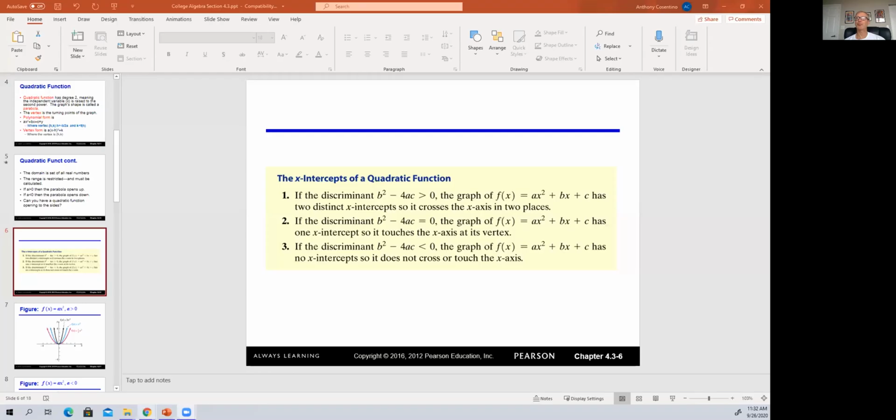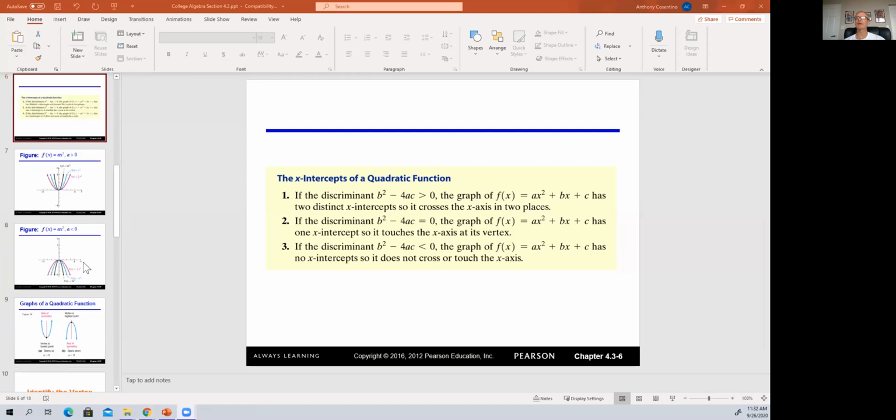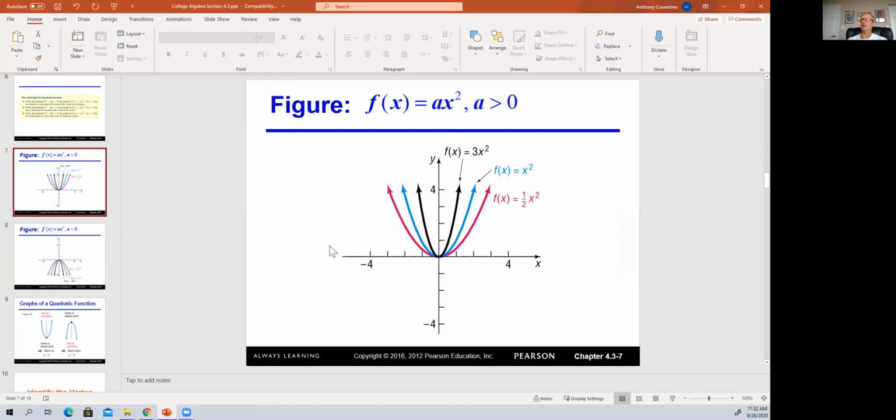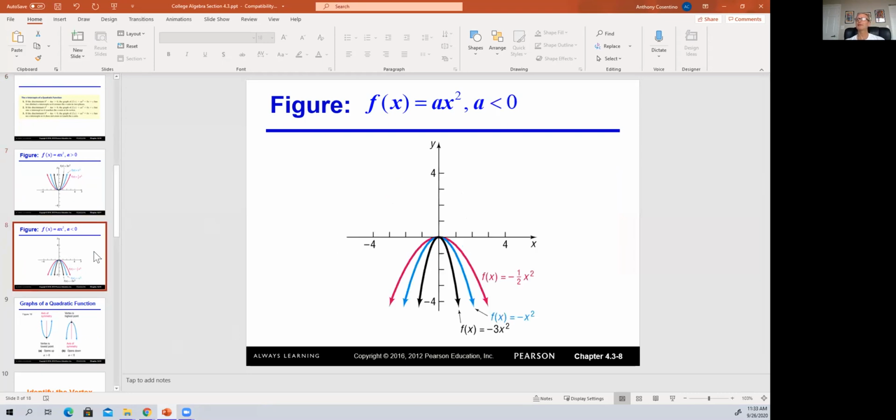I lied. One last thing I will do is to just show you a couple more examples of the a value. Here's an example when the a value is positive: you can see the graph is opening up in a U. Here, the a value would be negative, so the graph is opening down. So it's an upside down U, or kind of how I think about it.